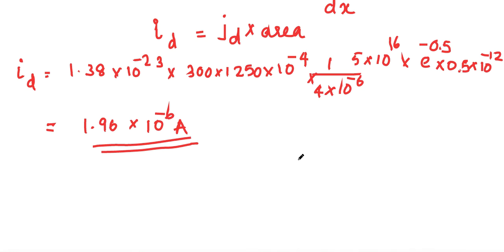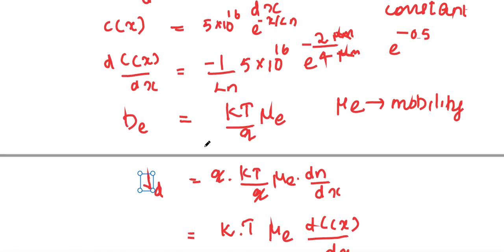I did the calculation in a hurry, so you can again recheck whether you are getting 1.96 into 10 raised to minus 6 ampere. So the current is in microamperes, which is obvious, since the diffusion current in a semiconductor will be very small. This is in micrometer units. I think everyone understood this question.